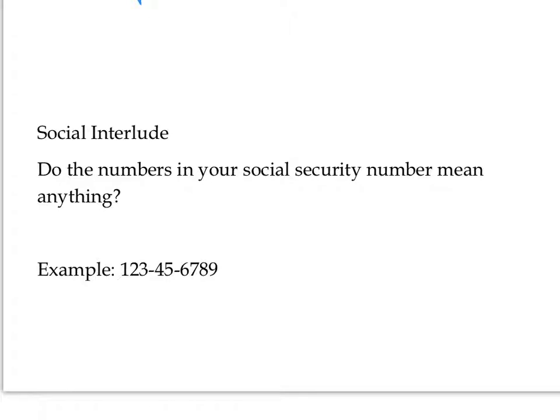The first three numbers are called the area numbers of your Social Security number. They were assigned based on the area where you applied for a Social Security number. So these first three numbers here will be similar to someone else who's born in the same area as you, because typically you're going to apply for a Social Security number around the area where you were born. Okay?